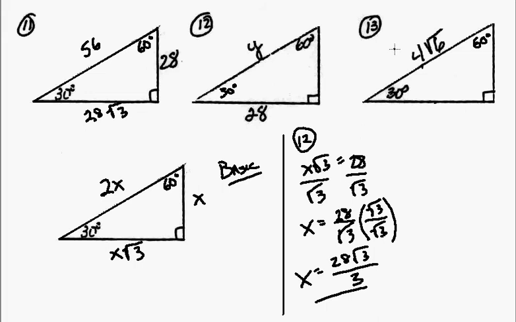And then finally, number 13, if the hypotenuse is 4 square root of 6, and that's 2x, that means our short side is going to be half that amount. So that would be 2 square root of 6.